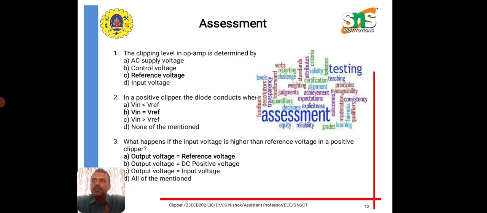Coming to the assessment part: the clipping level in an op amp is determined by the reference voltage. That is the right answer. In a positive clipper, the diode conducts when V in is equal to V reference. That is the correct answer. And what happens if the input voltage is higher than the reference voltage in a positive clipper? The output voltage will become equal to the reference voltage. These are some assessment questions based on the topic of clipper circuits.